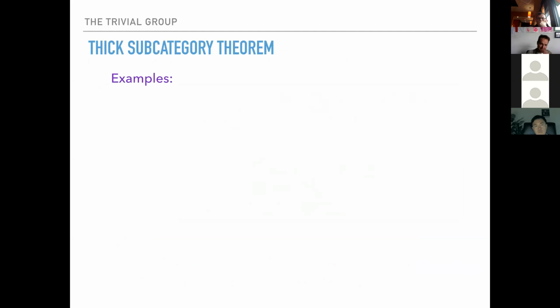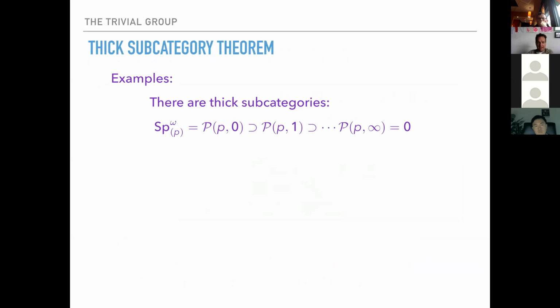So, what are some examples of thick subcategories? Inside of p-local finite spectra, we have a nested sequence of thick subcategories, these C_{p,n}, going up to C_{p,infinity}. This is defined to be those p-local finite spectra whose (n minus 1)st Morava K theory is 0, so that's C_{p,n}. It's fairly easy to show that these are, in fact, thick subcategories and tensor ideals.